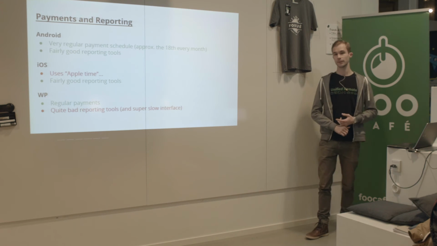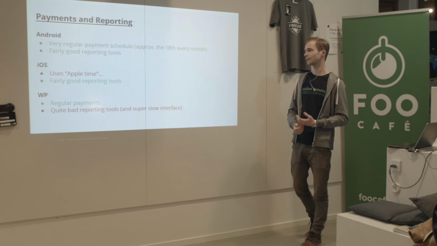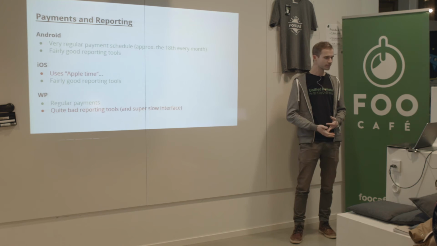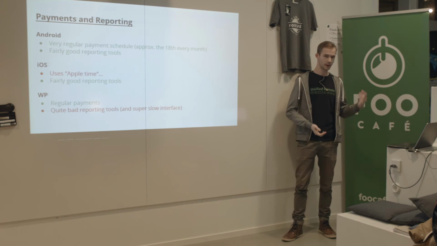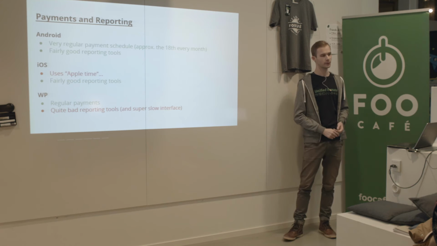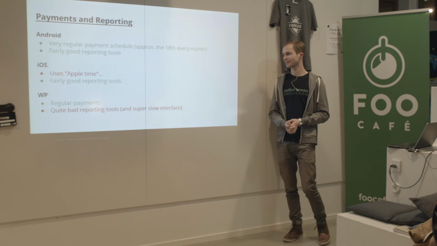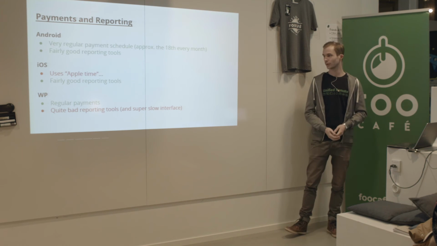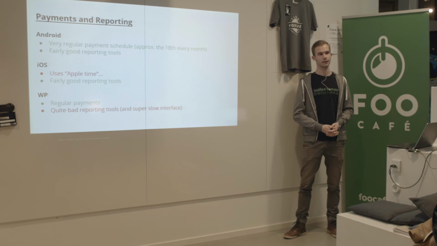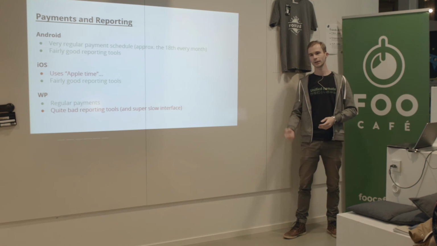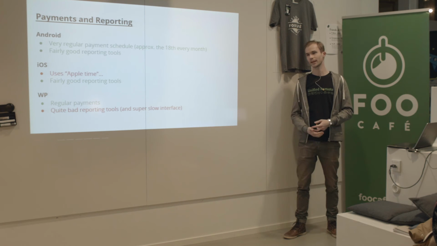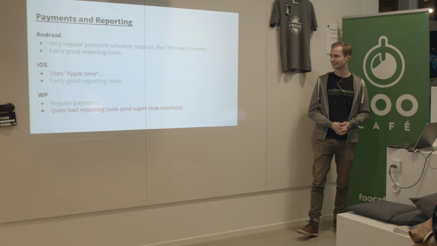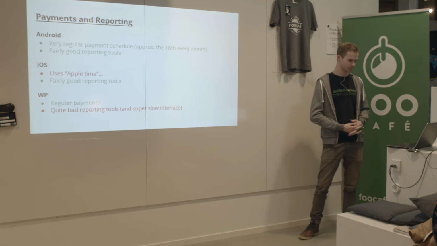In terms of payments and reporting, Android is really good here. We pretty much get our money every month on the same day. Apple, however, likes using their own calendar, what I call Apple time. I think it has something to do with how their financial months are reported. But basically, one month we might get one payment, and then maybe the next month we'll get payments for 2 months, and then the next month we won't get any payment at all. I don't really know how they came up with that system, but yeah, it's kind of wacky.